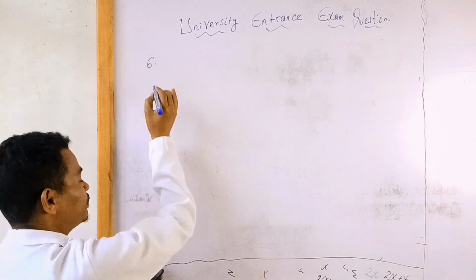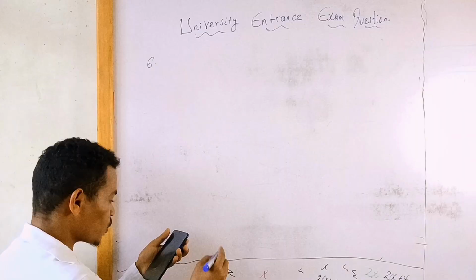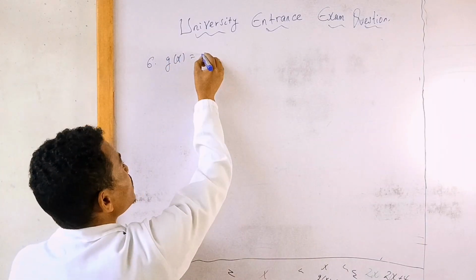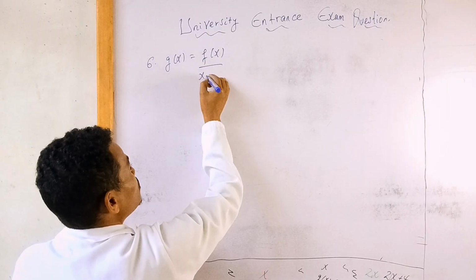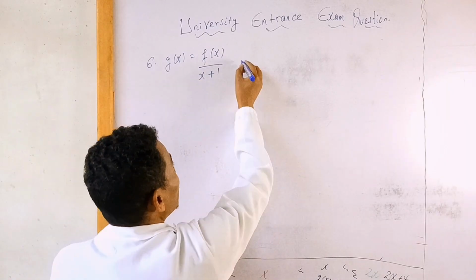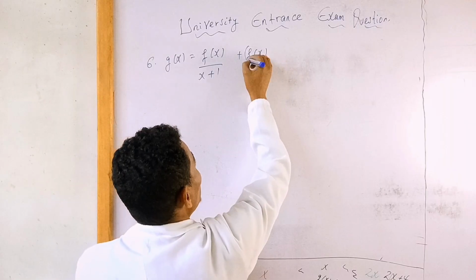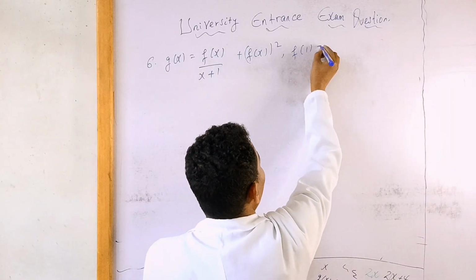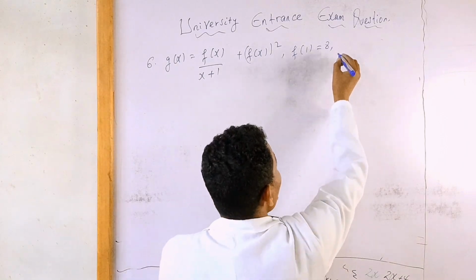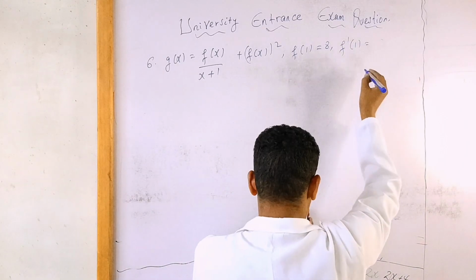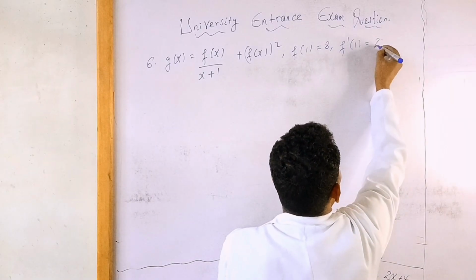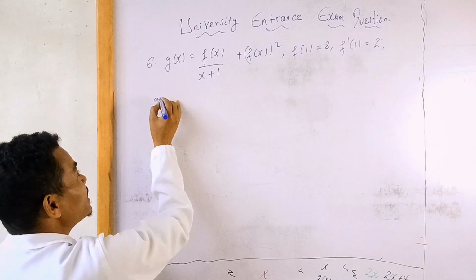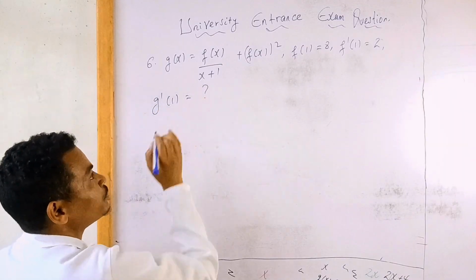Question number 6. If g of x is equal to f of x over x plus 1 plus f of x the whole square, and f of 1 is equal to 8, f derivative at 1 is equal to 2, then g derivative at 1 is equal to what?